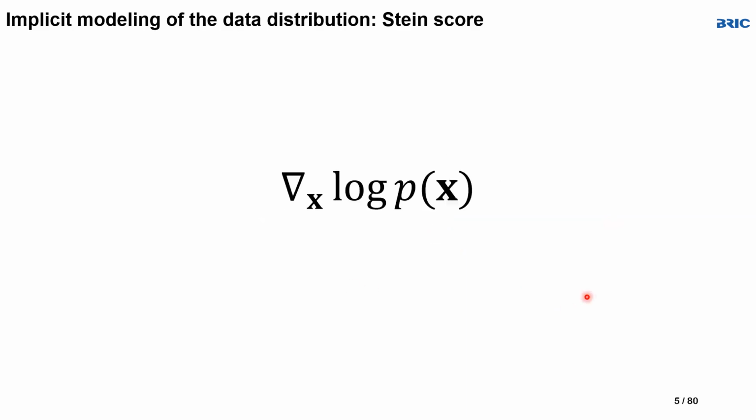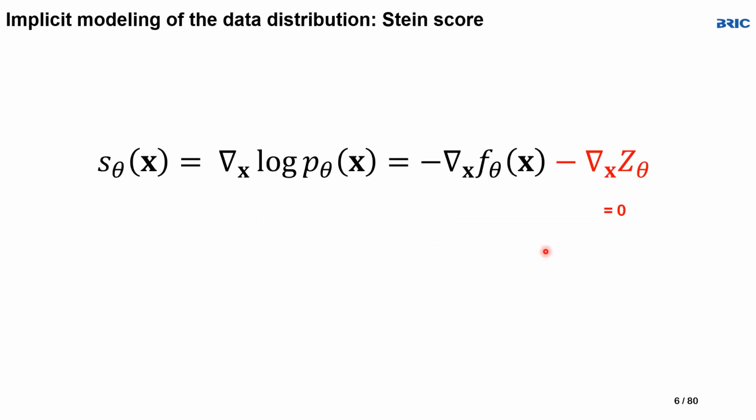One way to circumvent computing the normalization constant is to instead learn the Stein score function, which is defined as the gradient of the log density. This is because when we take the derivative with respect to x, the normalization constant now vanishes, leaving us only with the energy term.